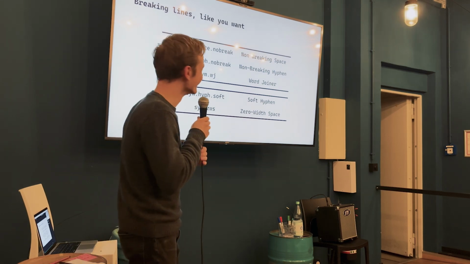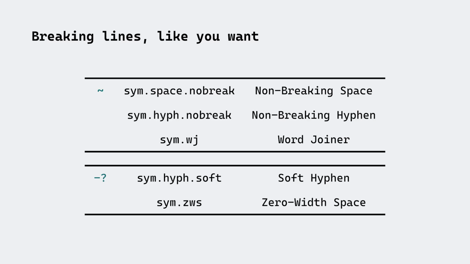So, just a quick summary for you. In the non-breaking department, we have the non-breaking space, non-breaking hyphen, and word joiner. And in the breaking department, we have the soft hyphen and the zero width space. Okay, so this was number 4.